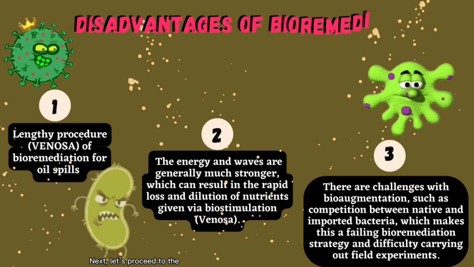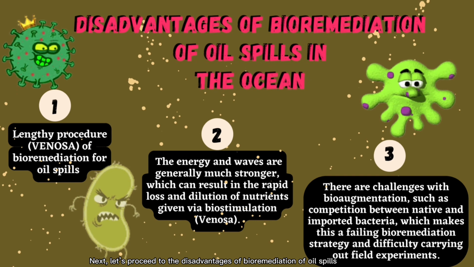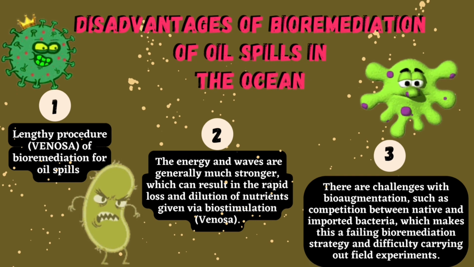Next, let's proceed to the disadvantages of bioremediation of oil spills in the ocean. Based on Rademacher M 2008, one of the major disadvantages of bioremediation of marine oil spills is the lengthy procedures, called Venosa. Oil spills can endanger a wide range of ecosystems, environments, and industries. It also depends on the agency doing the cleaning. Bioremediation may not always be the best solution. Other aspects influence whether bioremediation is effective and viable for the cleanup of certain oil spills.